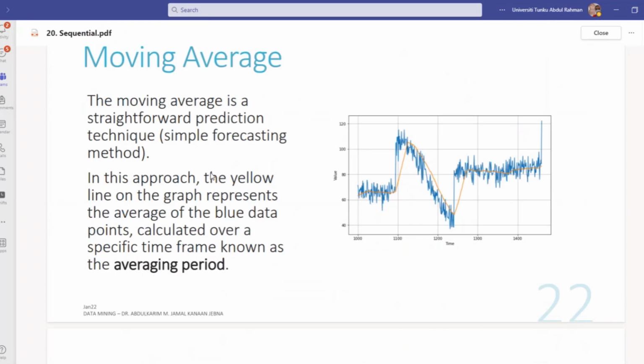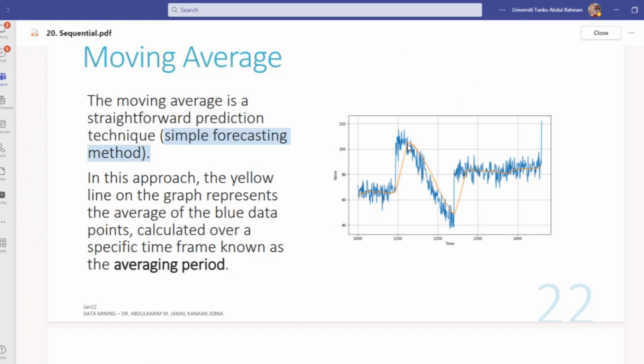Moving average is a straightforward prediction technique. It's very simple forecasting. Now remember, in naive forecasting, in order to forecast the following value, we take the current value. We assume the current value is going to be the forecasted value for next.